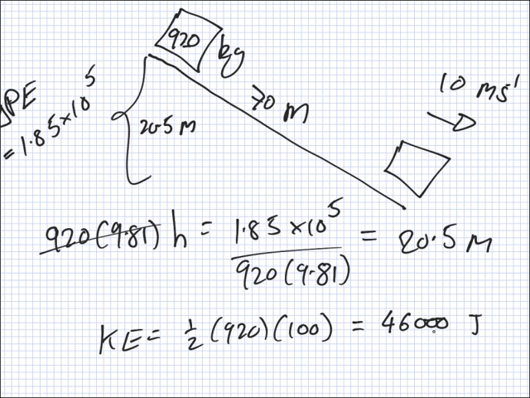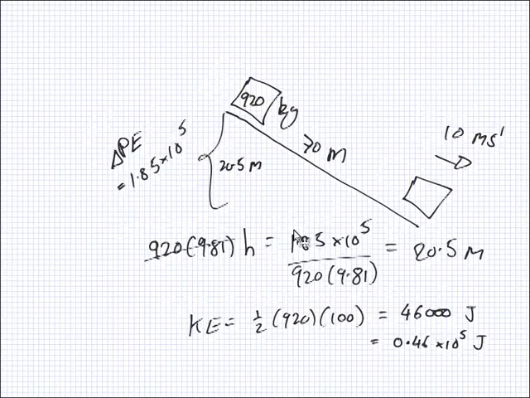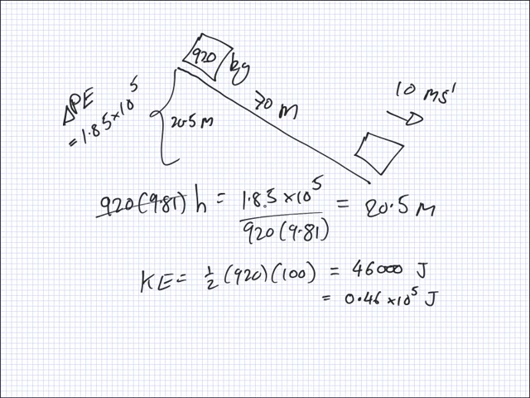46,000 joules. That's 0.46 times 10 to the 5 joules. Now the reason I wrote it like this is to point out something. How much potential energy did it lose? 1.85 times 10 to the 5 joules, right? How much kinetic energy did it gain? 0.46 times 10 to the 5 joules. Those numbers should be equal, but they're not.